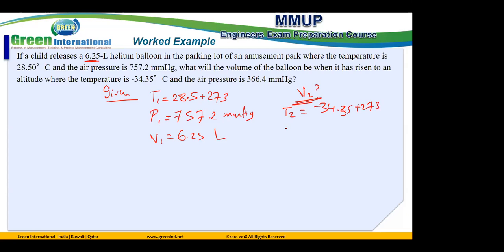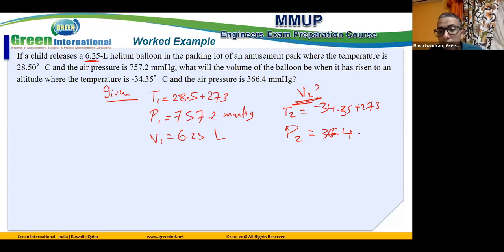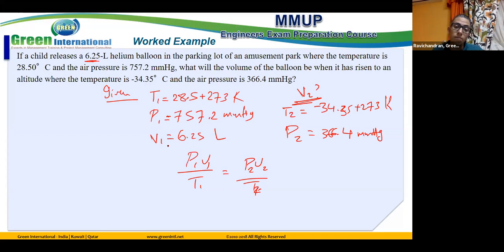And P2 is 366.4 millimeter mercury. So the pressure is in the same units, and we don't need to change units. This is Kelvin, this is Kelvin, so it's accepted. This is liter; if you need to change it, it's okay, if not, no problem, we get V2 in liter also. The same equation, PV over T equals PV over T. That's it. Direct substitution. Any question, please?